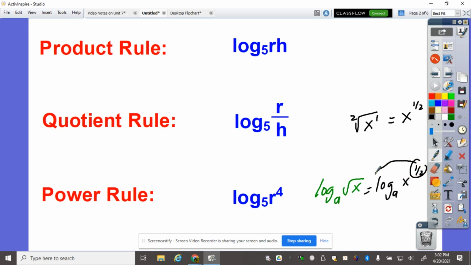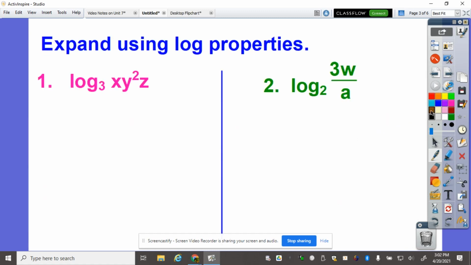And that 1/2 can slide in front and becomes now 1/2 log of x to the base a. Or sometimes they write it log of x to the base a all over 2. Okay, they meant the same thing. Okay, let's go now to our example.